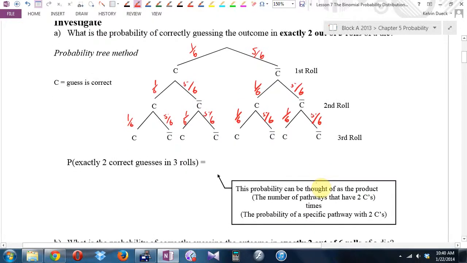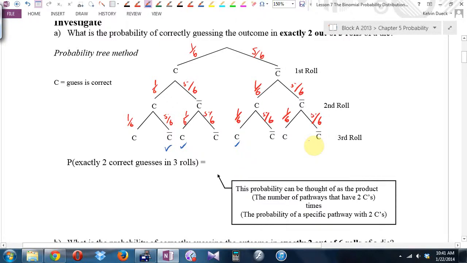We've got our tree set up, Jake. It's in your way. I want to find the probability of exactly 2 correct guesses in 3 rolls. First of all, let's put a check mark underneath each branch that has exactly 2 C's. Does the first branch have 2 C's? No, it's got 3. What about the second branch? Yes. Yes. No. Yes. No. No.